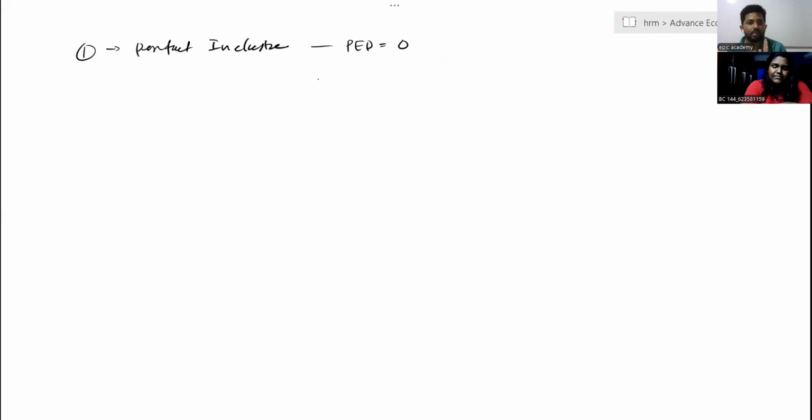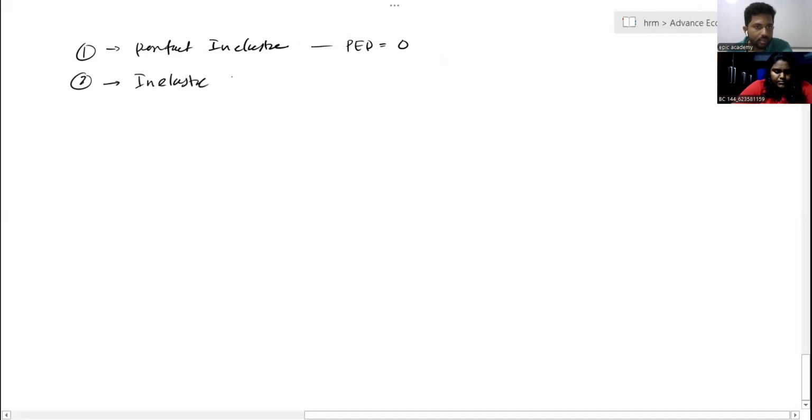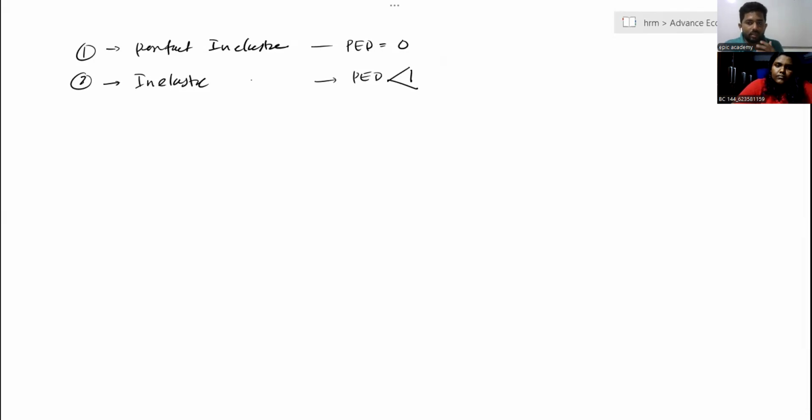Right. Perfect. First one is perfect inelastic. Second one, inelastic. It is not perfect. So now you can identify the coefficient of this point is PED, price elasticity of demand. It is less than 1. Less than 1 means it is bigger than 0.